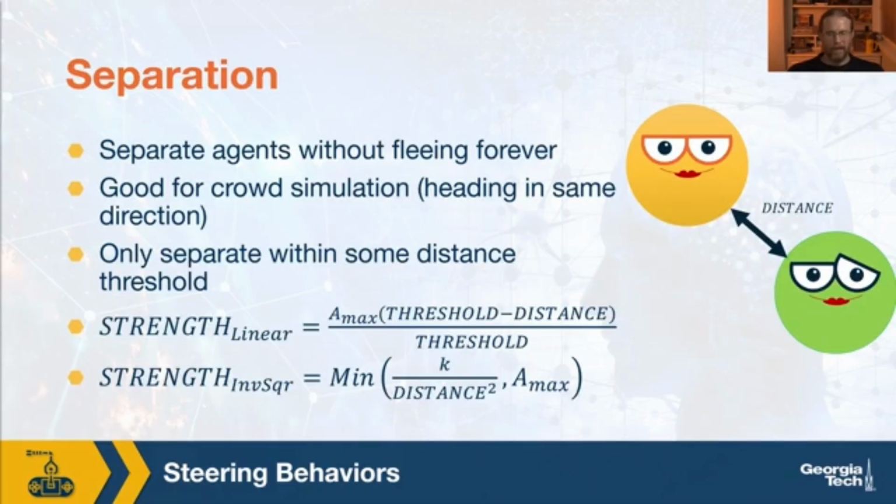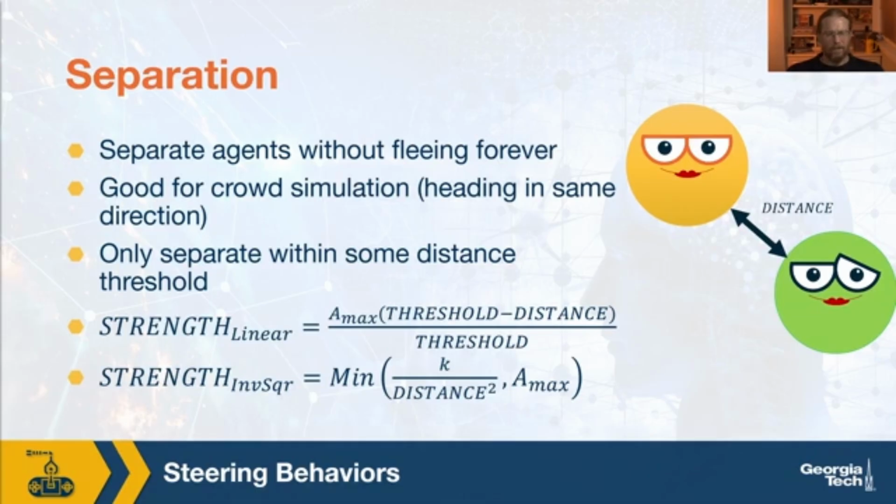Another steering behavior that we can define is separation. This is used to separate agents, but unlike flee, we don't want them to separate forever. This is based on some threshold distance, and if they're separated sufficiently, the agents don't need to separate further. This is good for things like crowd simulation or flocking, especially when the agents are all moving in the same direction. This can help spread out the group.